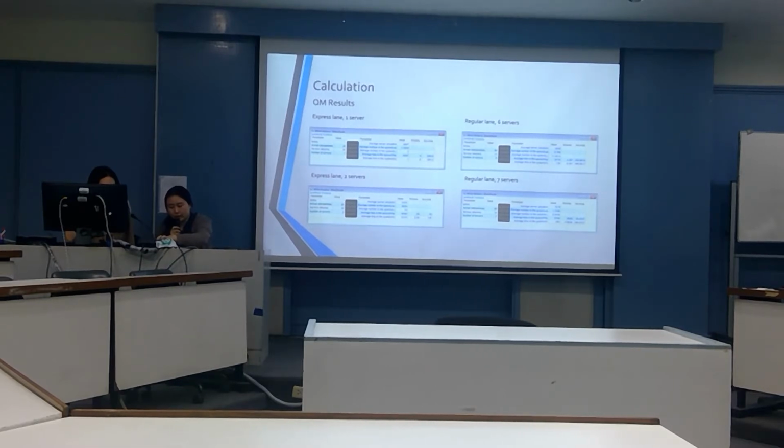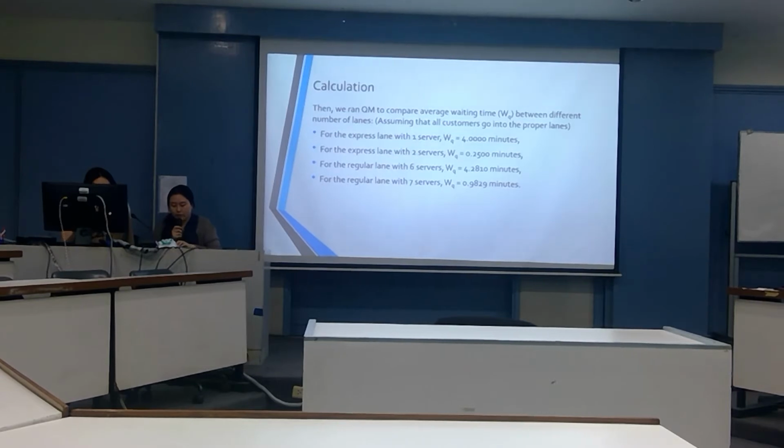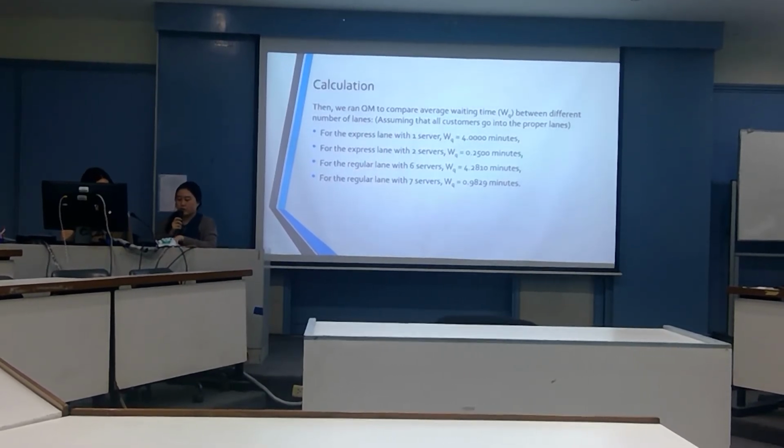Then we run QM to compare average waiting time between different numbers of lanes, assuming that all customers go into the proper lane. And we get the following average waiting time for each system.